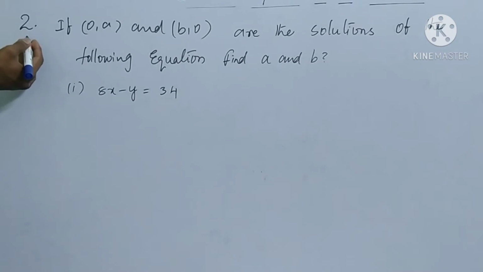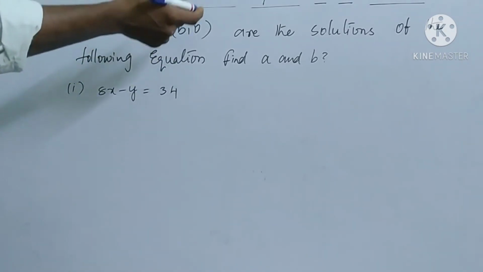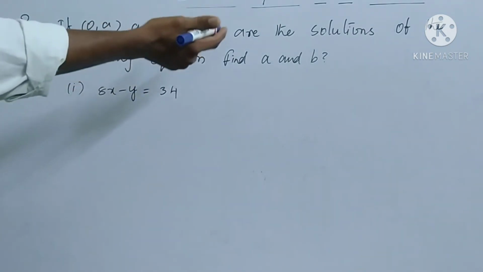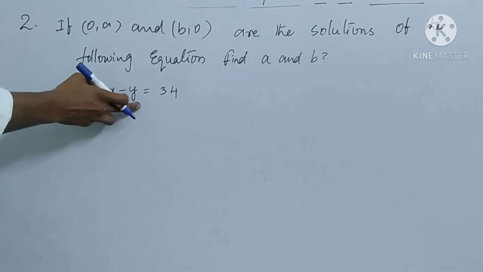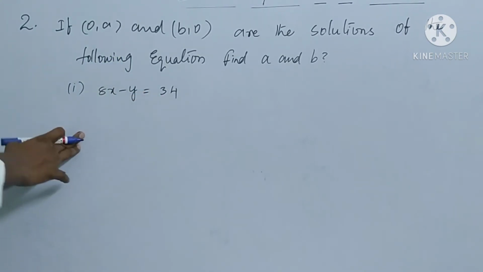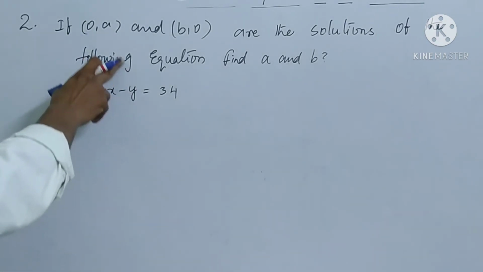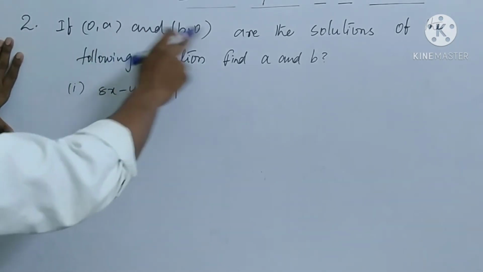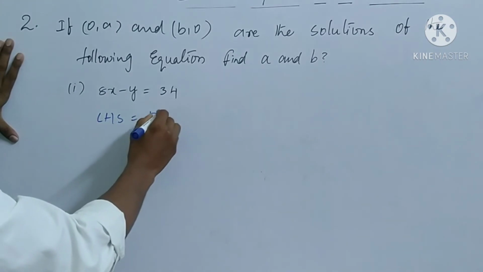This is our second Roman numeral. If (0, a) and (b, 0) are solutions of the following equations, find a and b. This is our first question. 8x minus y is equal to 34. We just have to substitute x is equal to 0 and y is equal to a. If they are solutions, it means LHS is equal to RHS.